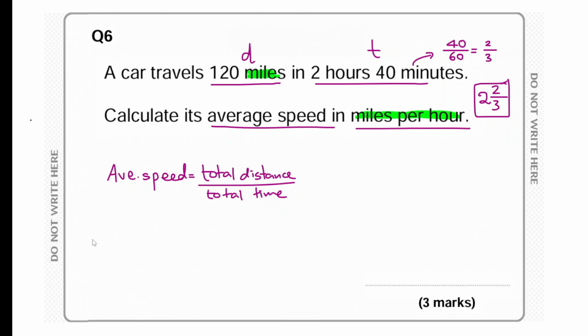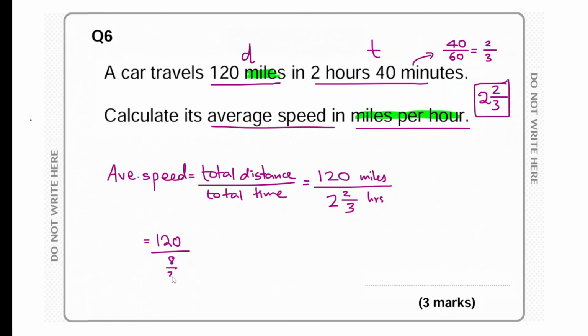So let me show you how to do this one. Total distance is 120 miles divided by total time, which is 2 and 2/3 of an hour. Now this is in miles and this is in hours. So let's do the division. I need to do 120 divided by, let's turn this into an improper fraction. 3 times 2 is 6, and 2 is 8/3.